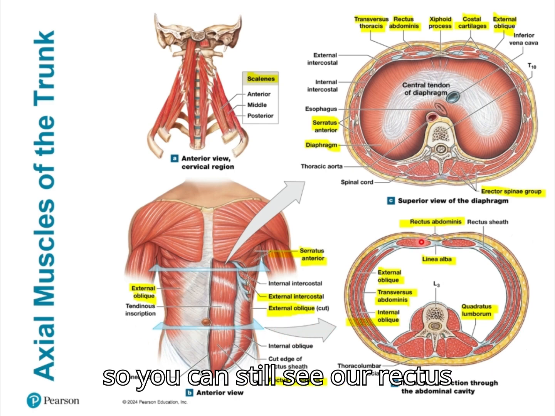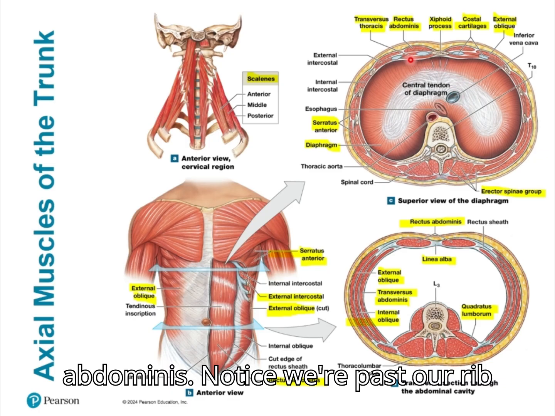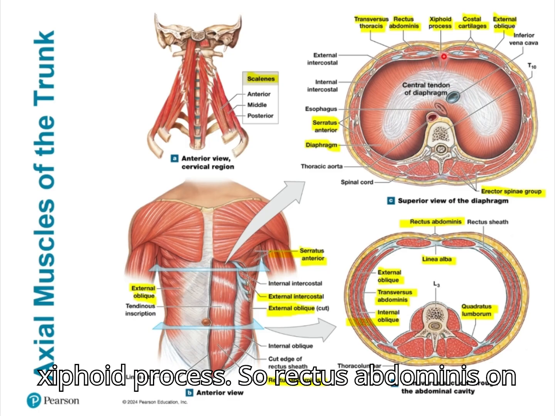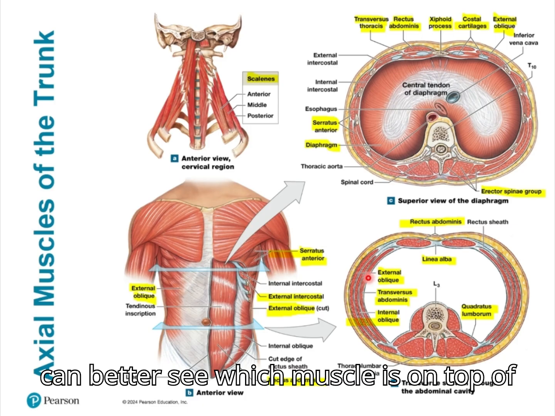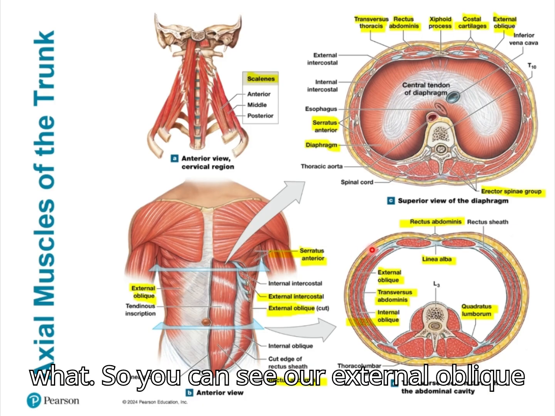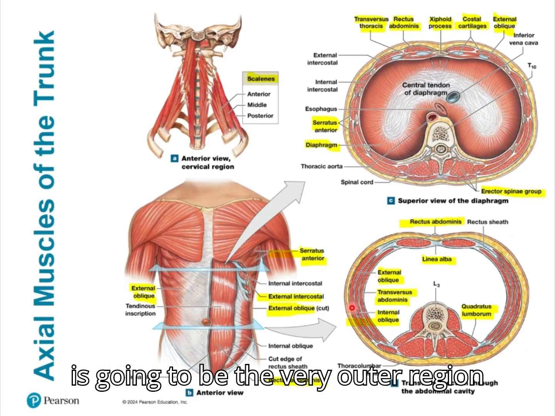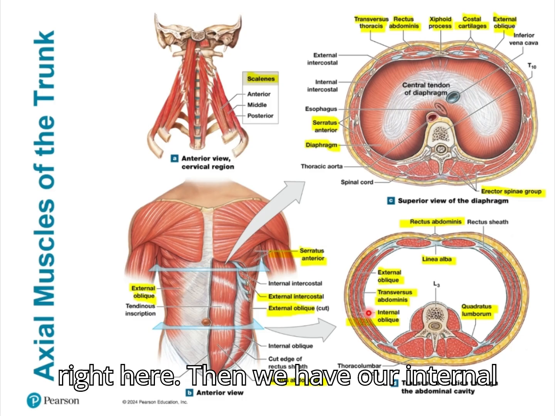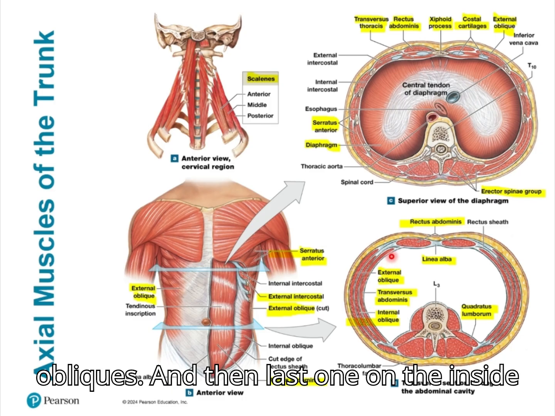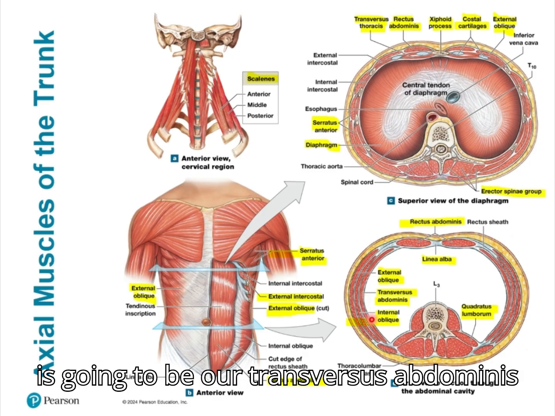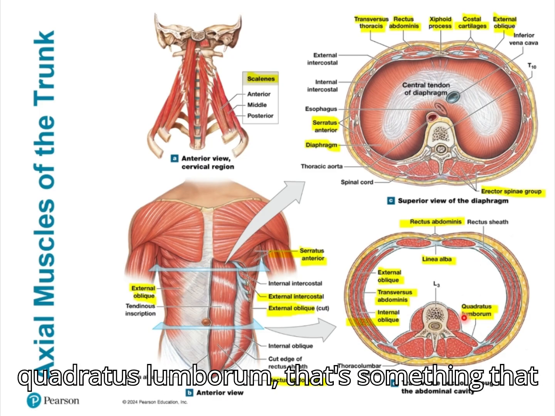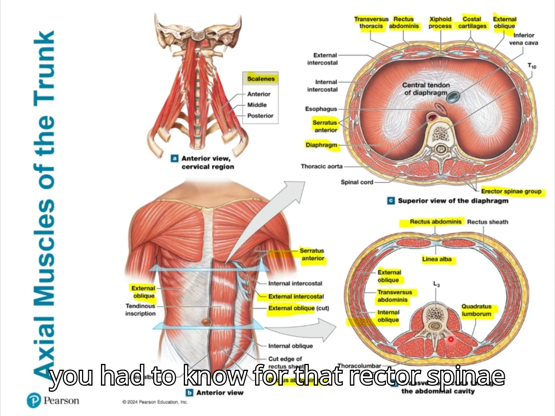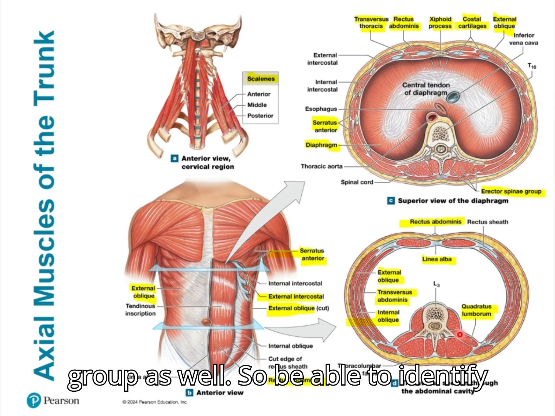And so you can still see our rectus abdominis. Notice we're past our rib cage, so there's no costal cartilage, no xiphoid process. So rectus abdominis on either side. And then look at this. You can better see which muscles are on top of what. So you can see our external oblique is going to be the very outer region right here. Then we have our internal obliques. And then the last one on the inside is going to be our transversus abdominis that's wrapping all the way around. Hey, quadratus lumborum, that's something that you had to know for that erector spinae group as well. So be able to identify those two.